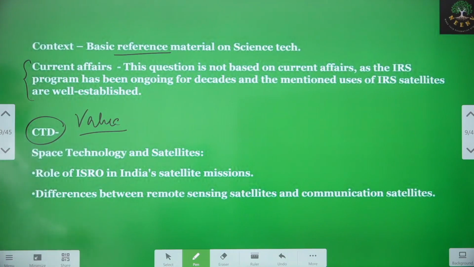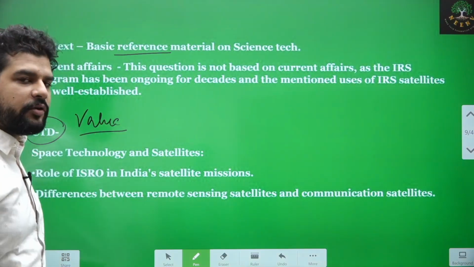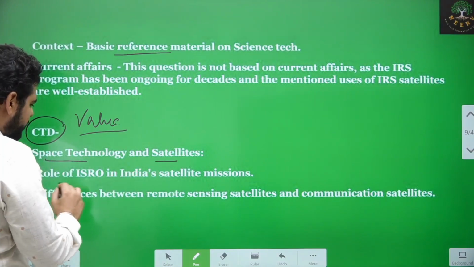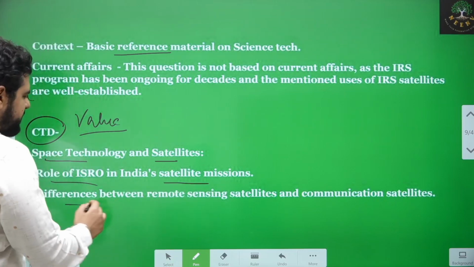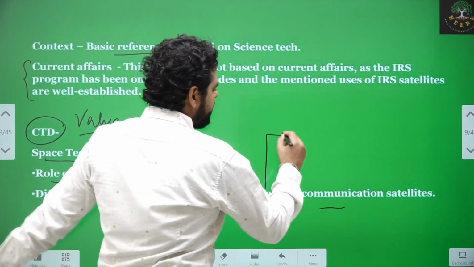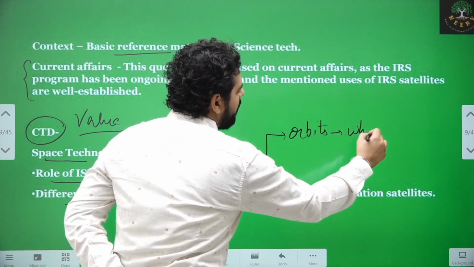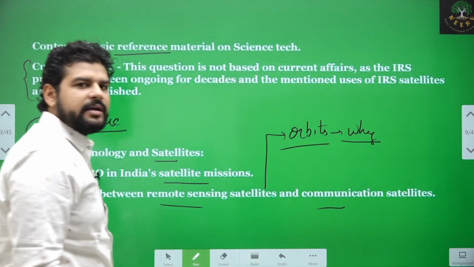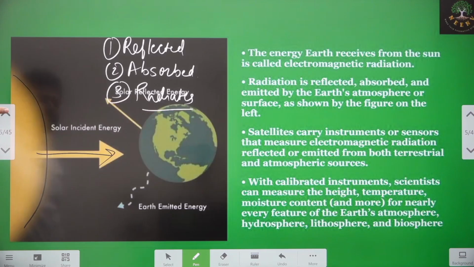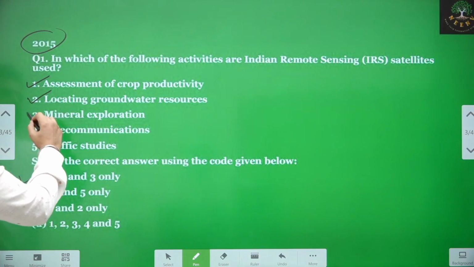Now, like I said, the value addition is when you are trying to relate other topics so that you can identify probable topics for your exam. You can study space technology and satellites, the role of ISRO in Indian satellite missions, and the differences between remote sensing and communication satellites. Also, you need to know a little bit about the orbits in which they are placed and why. So the orbits and the reason why they are placed in those orbits. So the answer is A, that is 1, 2 and 3.